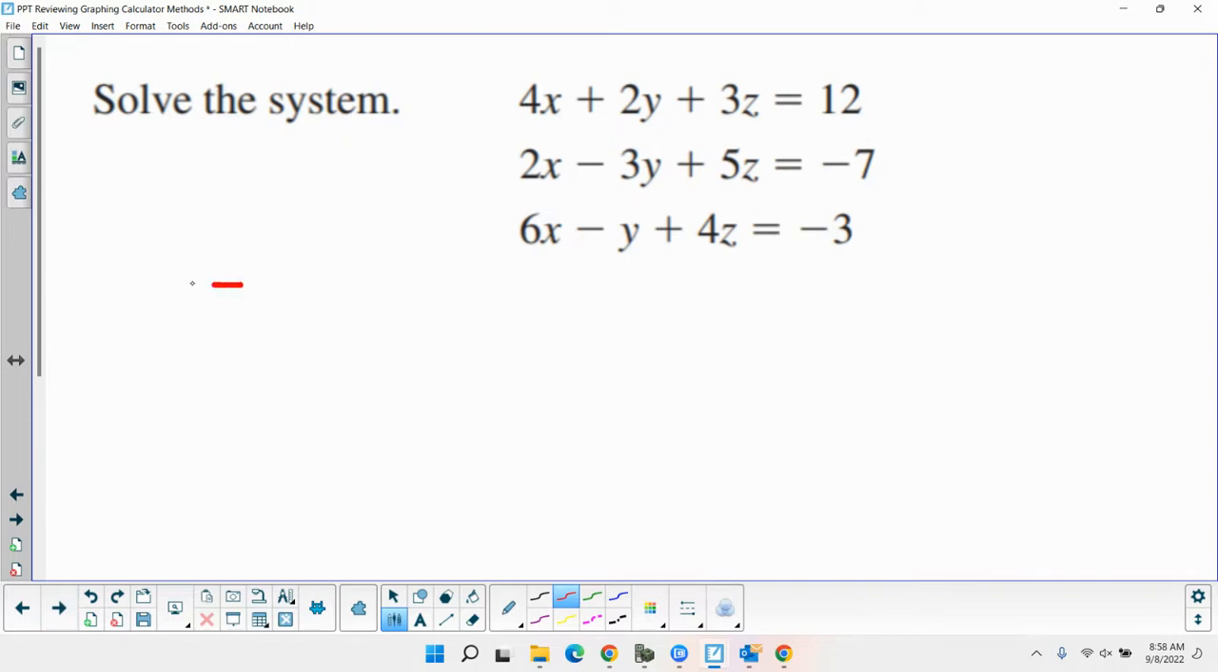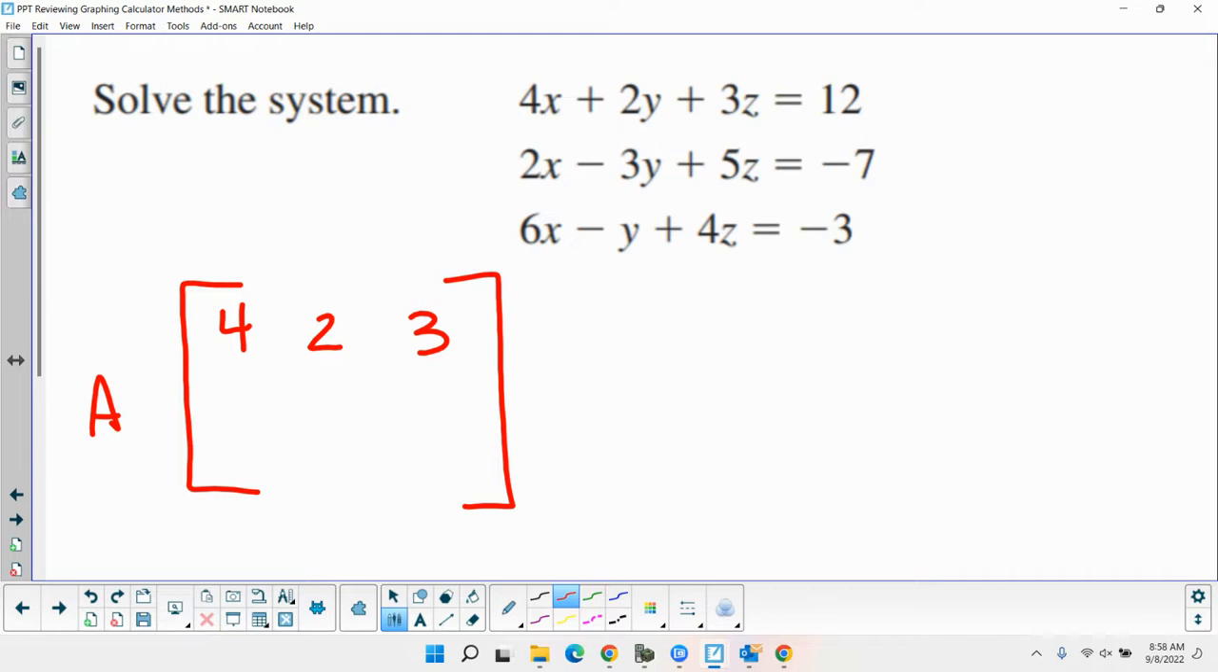What are my numbers for my A matrix? Mr. Tripp, what's the top row? I had 4, 2, and 3. Thanks. Brendan, what's the middle row? 2, -3, and 5. Brett, what's the bottom row? 6, -1, and 4. Everybody okay with those?